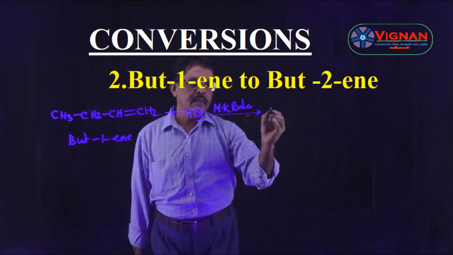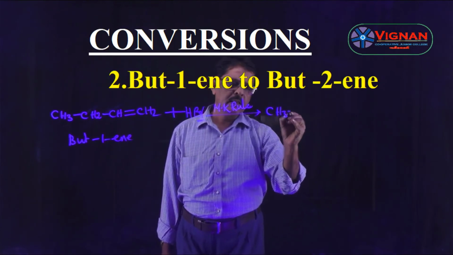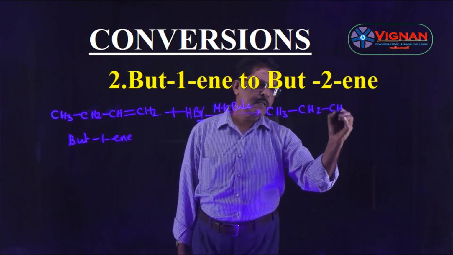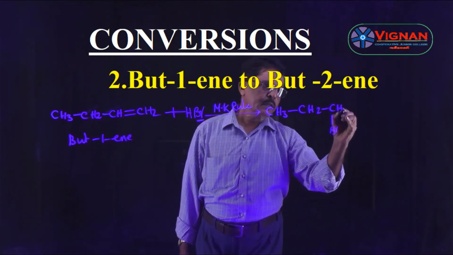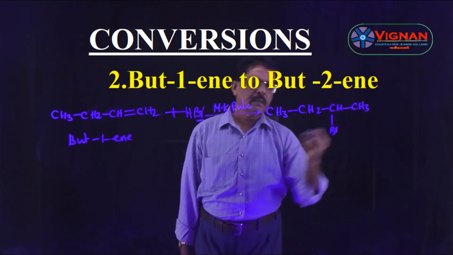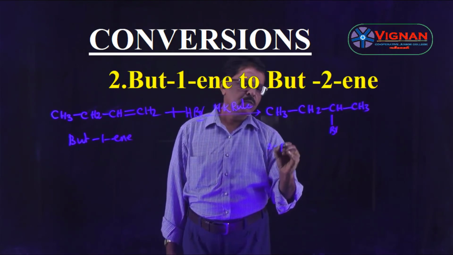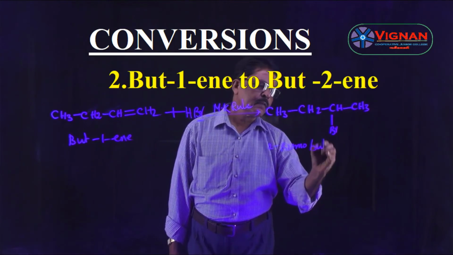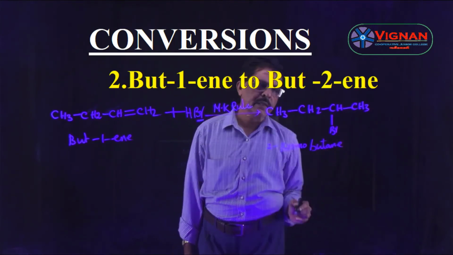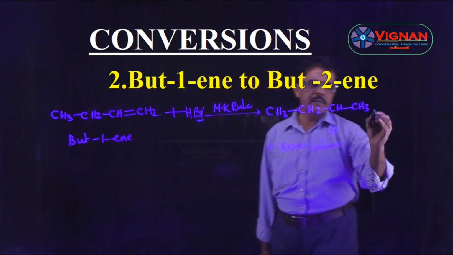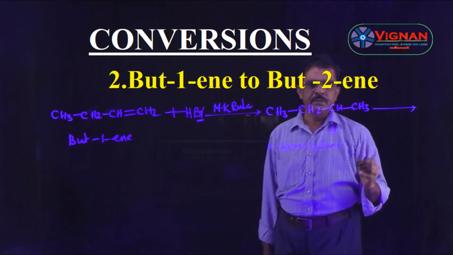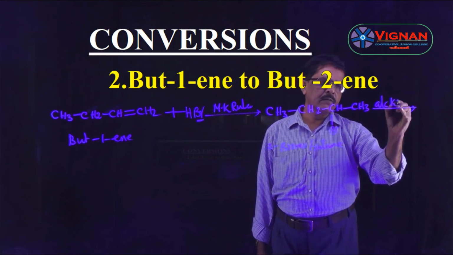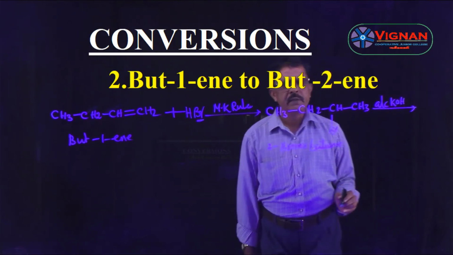Then we will get the product CH3CH2CHBrCH3. This is 2-bromobutane. 2-bromobutane is obtained. Then again this compound is subjected to alcoholic KOH. Alcoholic KOH is the reagent.